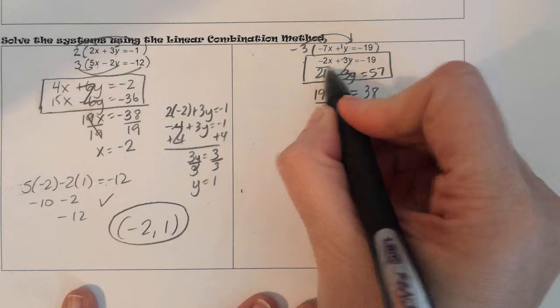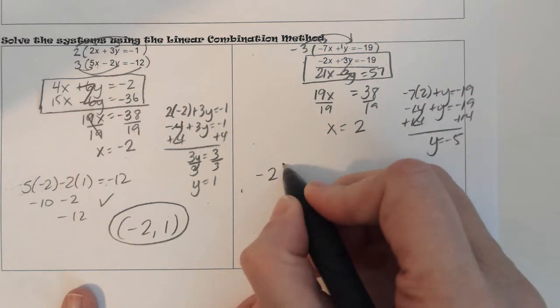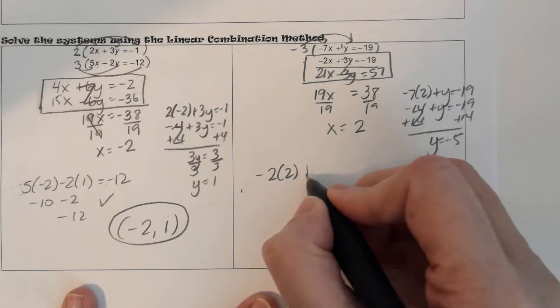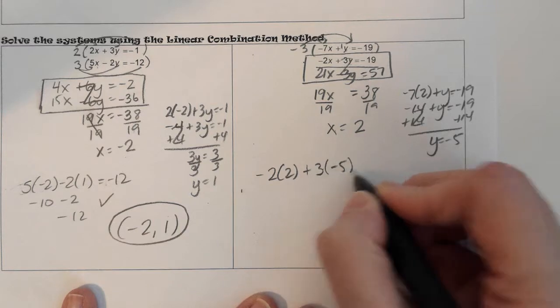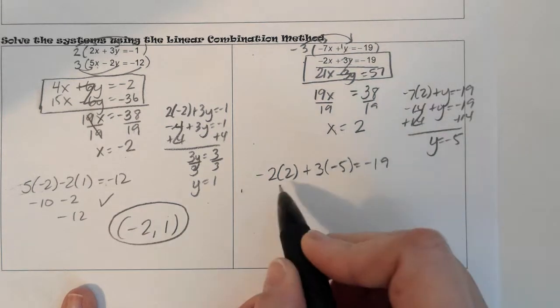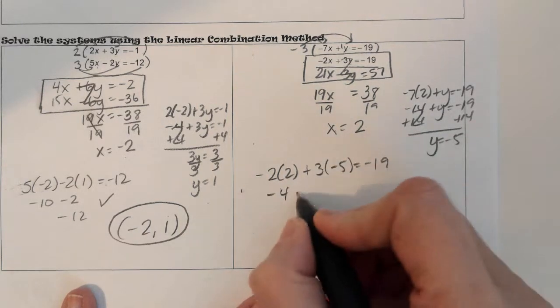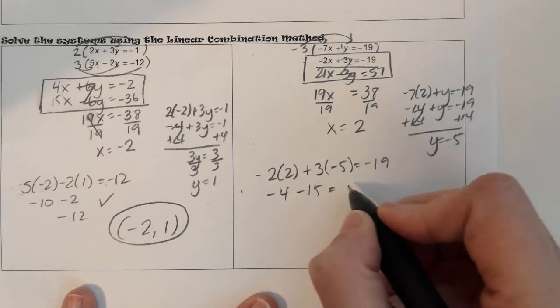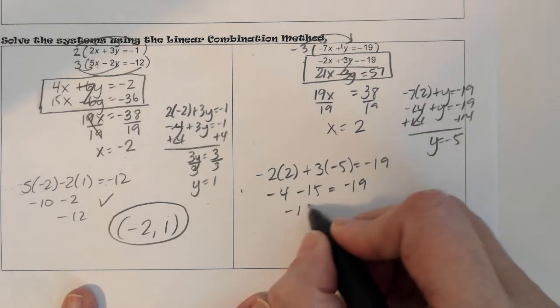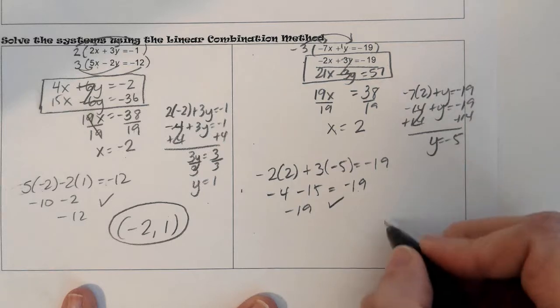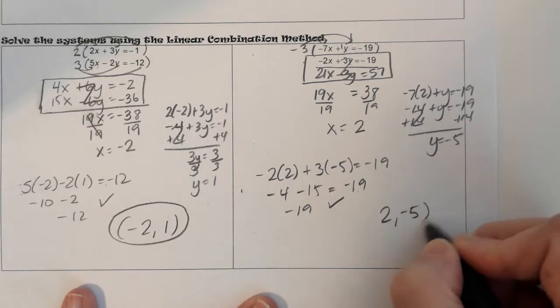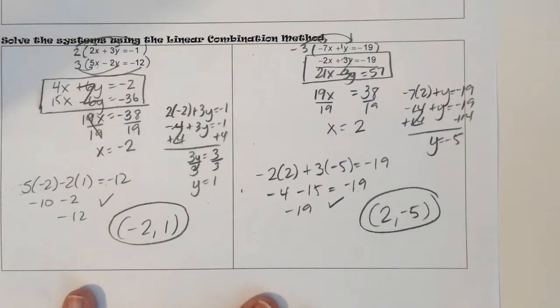But I like to get the answer right, so I'm going to check with this last equation I have here. Negative 2x plus 3y should equal negative 19. So negative 4 minus 15 equals negative 19, which is a true statement. So my answer is 2, negative 5. Number question, number answer. Okay.